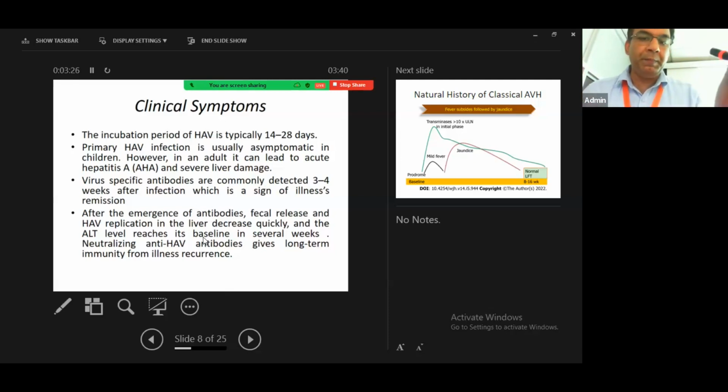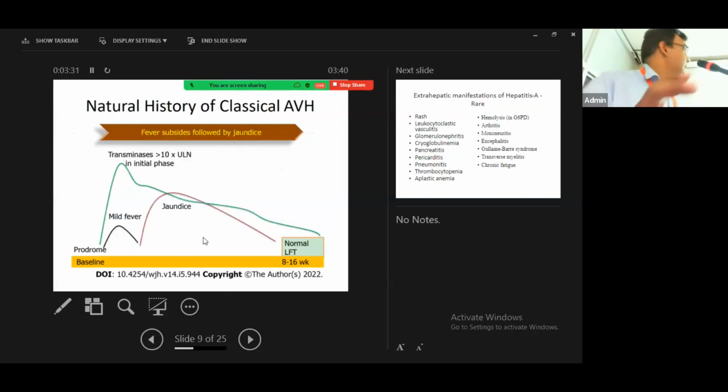This is important in terms of the socio-demographic profile. Okay, this has already been done. This is the natural history of a classical viral hepatitis. We need to understand this graph. Moynak has beautifully drawn it in his published article.